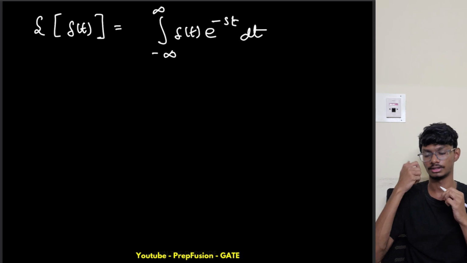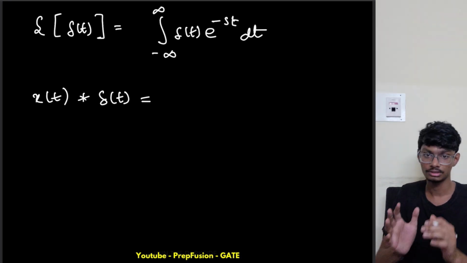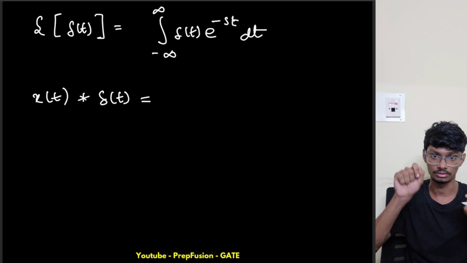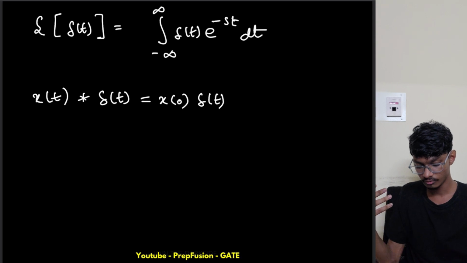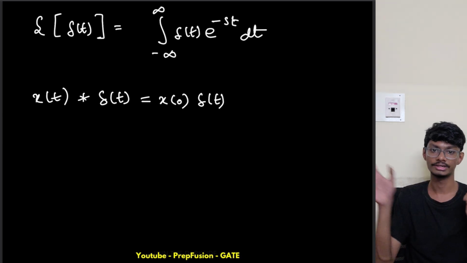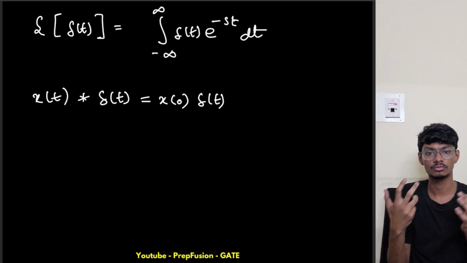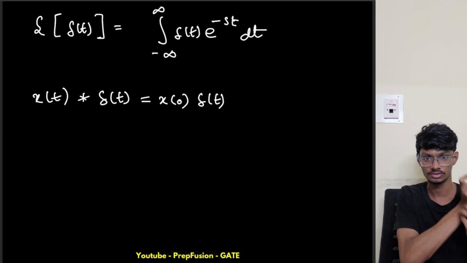This is a property of the impulse function: any signal x of t, if you multiply it by delta of t, becomes x of 0 times delta of t. Why? Because delta of t doesn't exist for any other time. It only exists at t equals 0, and for any other time it is 0 only. So x of t has no meaning other than at t equals 0. That's why this becomes x of 0 times delta of t.